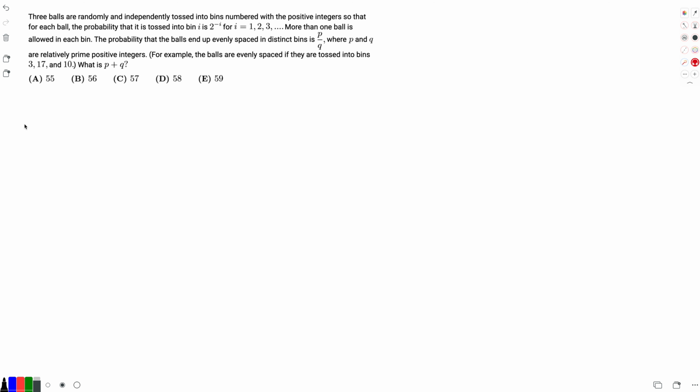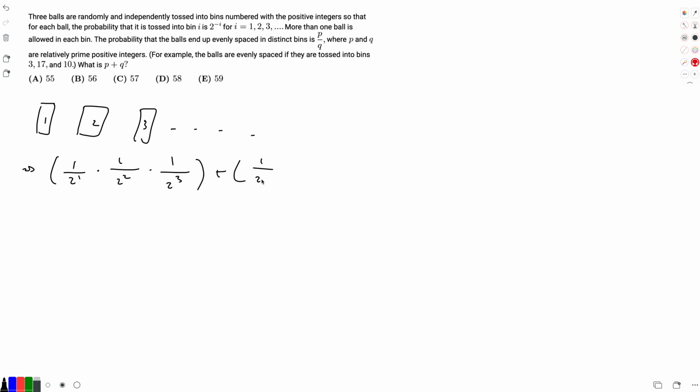Okay, so first let me just get a visualization of this problem. Call this bin 1, call this bin 2, bin 3, and so on. So we want to find the probability that we get evenly spaced. Well, suppose we throw a ball into bin 1. Then how can we construct this such that they are evenly spaced? Well, we can throw the ball into bin 2, and then we must throw the ball into bin 3. Or what we could do is throw into bin 1, and then go to bin 3, and then we must throw it into bin 5.